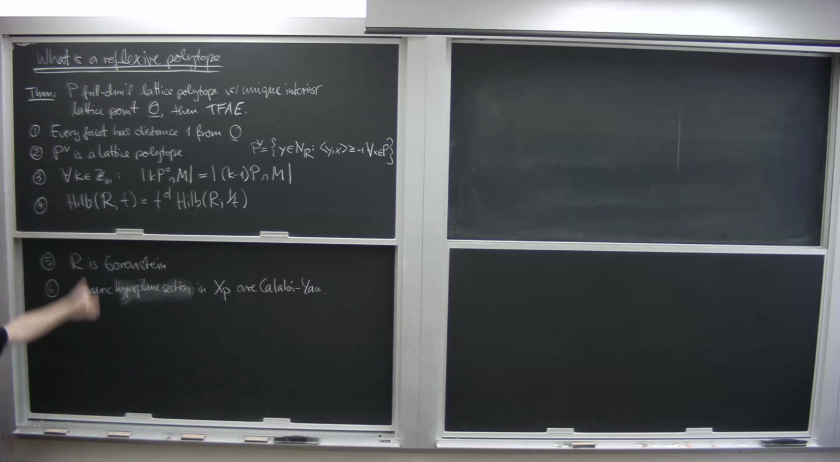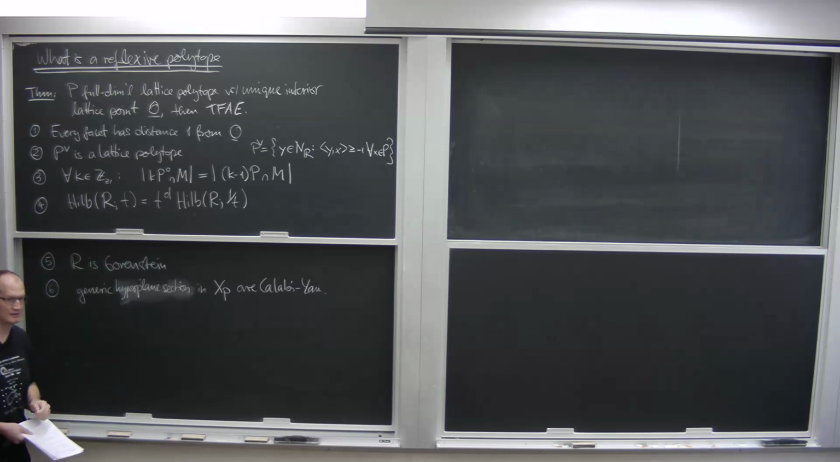Does anyone want to see a proof of any of these? I understand how 6 follows from the adjunction formula. How does 6 imply one of the others? Is it just reversing? I would think so, yeah. Okay. And as I said, by the simple requirement that there's a unique interior lattice point, there's only a finite number of them. Okay.